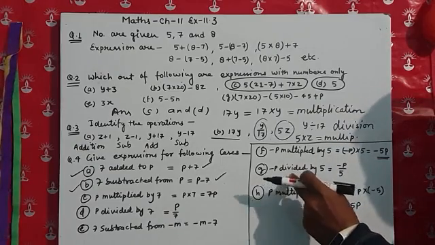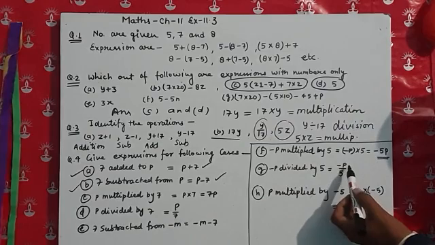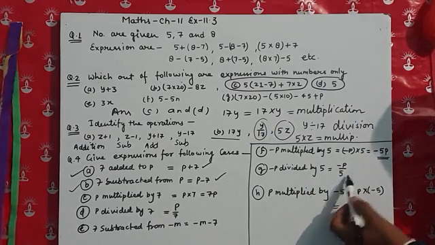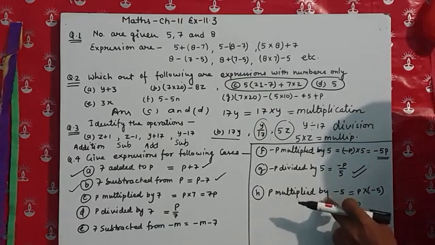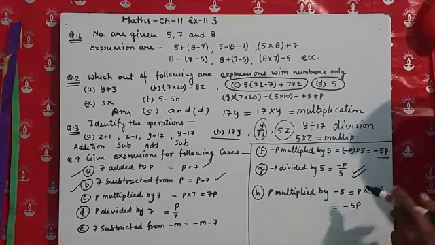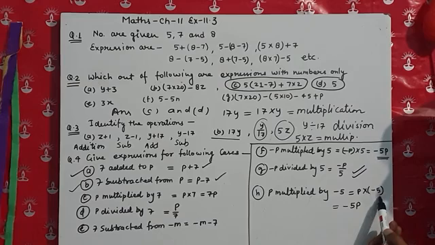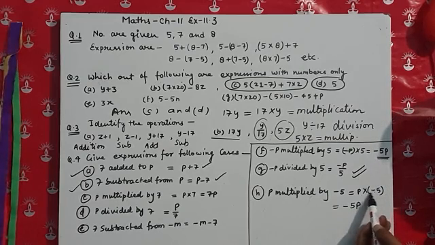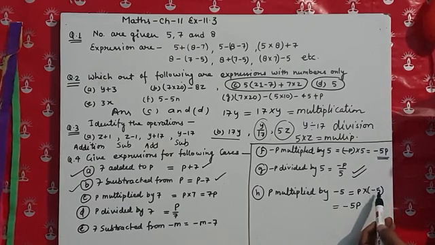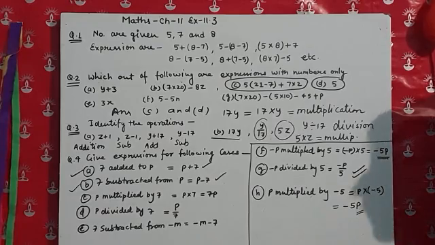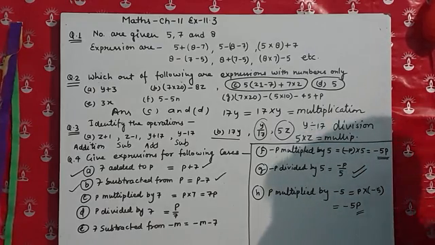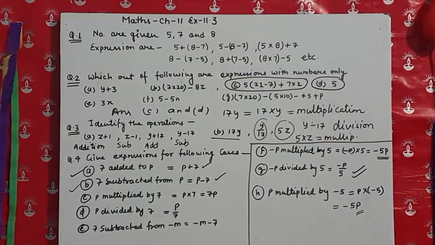Here minus P is divided by 5. So simply we will write down the minus P as it is, divided by 5. So this will be the expression. Now the question is saying P multiplied by minus 5. So we will write down P multiplied by minus 5. Because here two signs are given, that's why we are using the bracket. And now again minus we will write down first, then the number, then the variable. So the answer will be minus 5P. Now I am going to the next question, going to write down on the board.